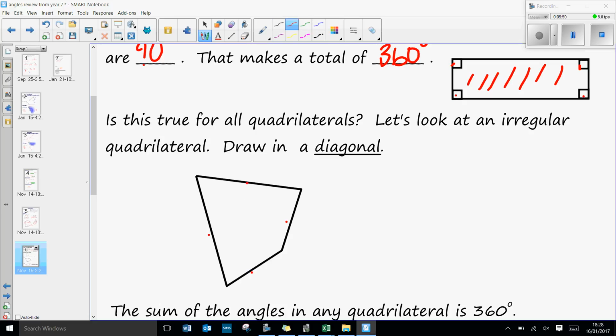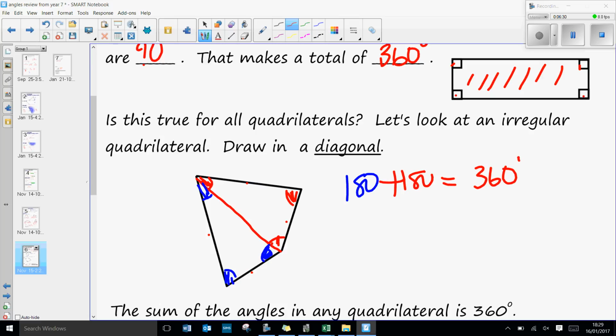If I were to draw in a diagonal going down here, I know that these angles here are in a triangle, therefore those red ones add up to 180. I know that these angles here are also in a triangle, so they would also add up to 180, and 180 plus 180 would give us 360. So the angles in any quadrilateral, these 4 angles, would always add up to 360 degrees.